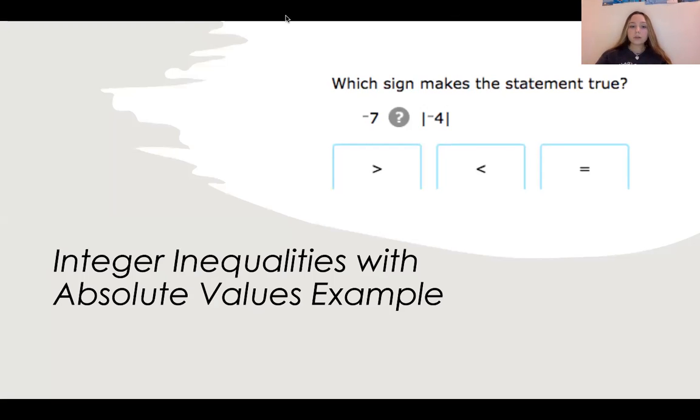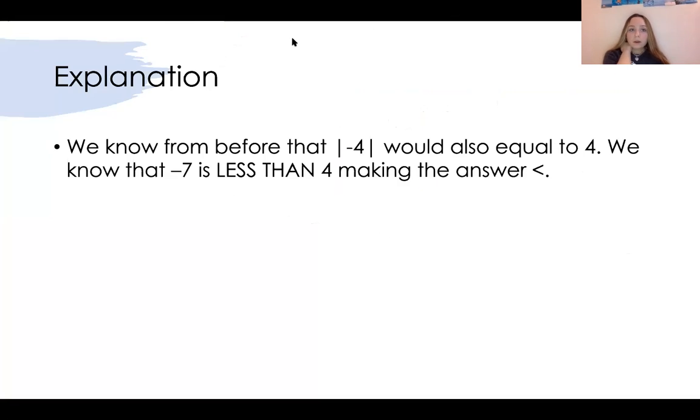Okay, and then here is an integer inequality with absolute value example. I'm asking which sign makes the statement true. We have -7 and the absolute value of -4. I want you guys to think about this on your own. But the explanation basically is, from what I said before, the absolute value of -4 is going to check out to +4, and we know that -7 is less than 4. So that's going to make the answer a less than sign.